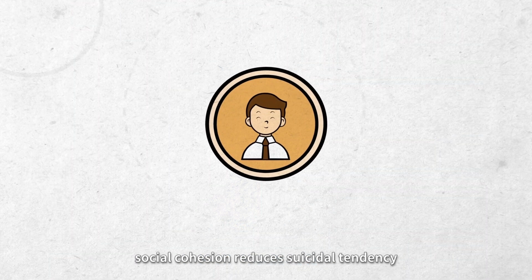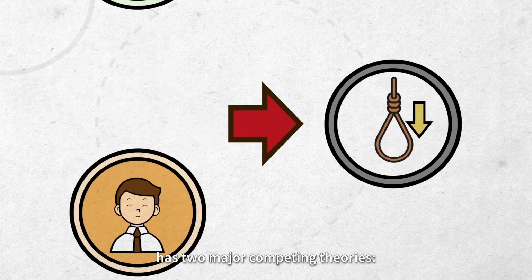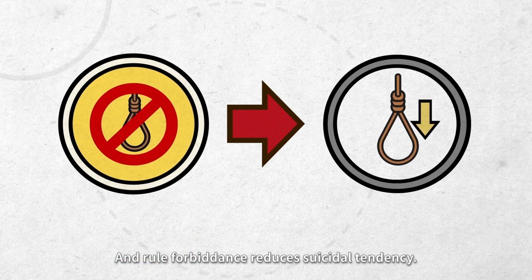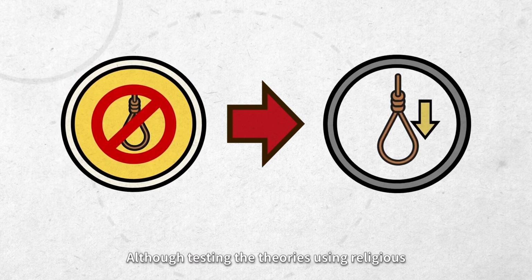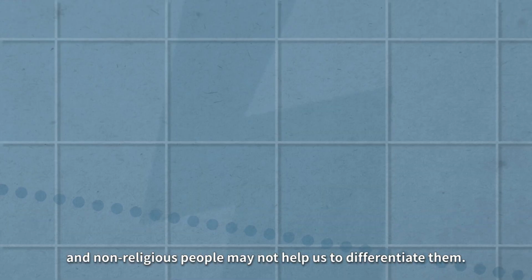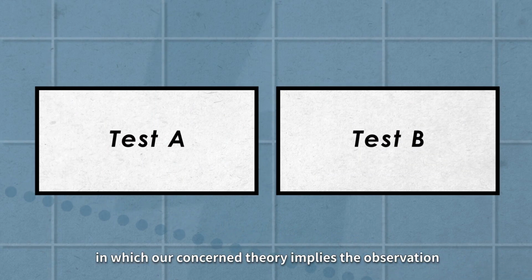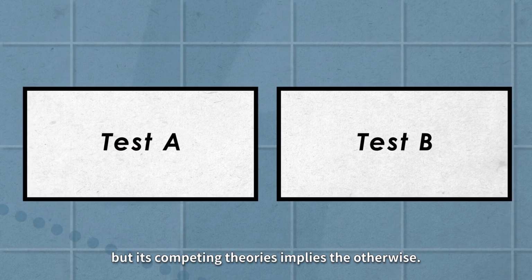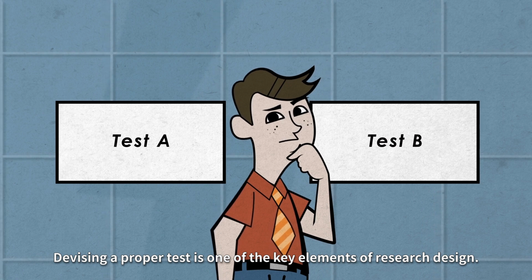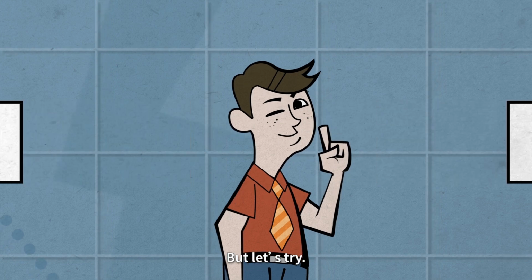Let's say the theory, social cohesion reduces suicidal tendency, has two major competing theories: spirituality reduces suicidal tendency, and rule forbiddance reduces suicidal tendency. Although testing the theories using religious and non-religious people may not help us to differentiate them, we can devise another test in which our concerned theory implies the observation, but its competing theories imply otherwise. Devising a proper test is one of the key elements of research design. And it's not easy, but let's try.